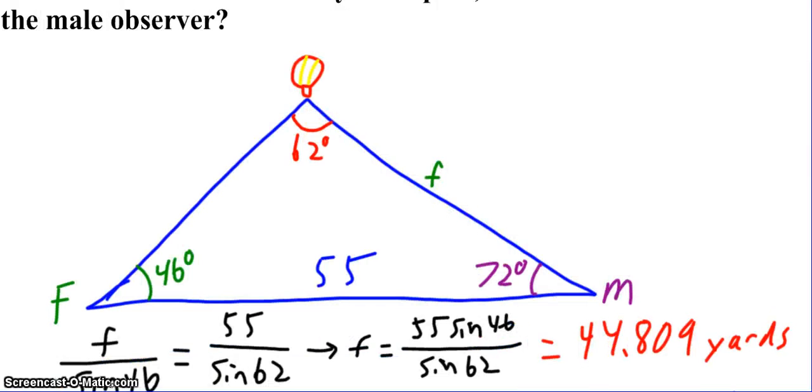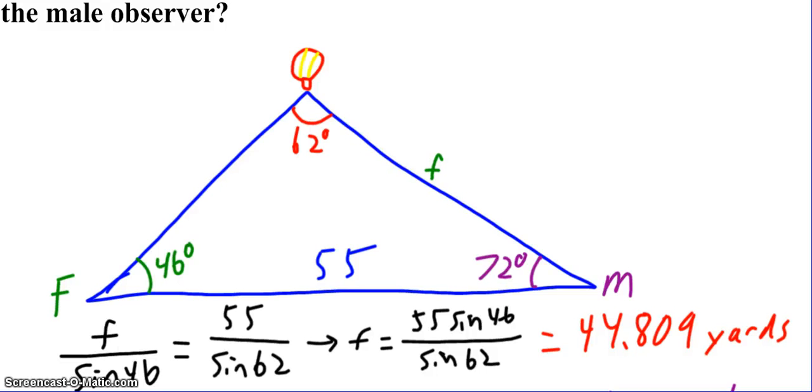Okay, so here's what my picture looks like. Here's the balloon. The male, I know, is on this side of the triangle because he is looking west. The female is on this side of the triangle because she is looking east. Here's her angle of elevation. Here's his angle of elevation. Therefore, this angle has to be 62. I know the distance apart is 55 yards. I'm trying to find the distance from the male to the balloon, which is actually going to be little f, since I'm calling this angle f.